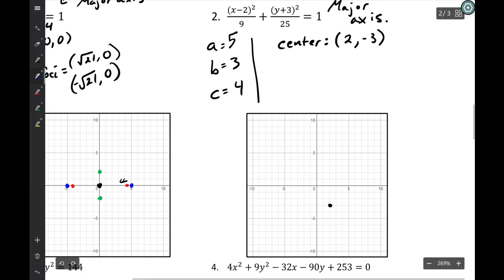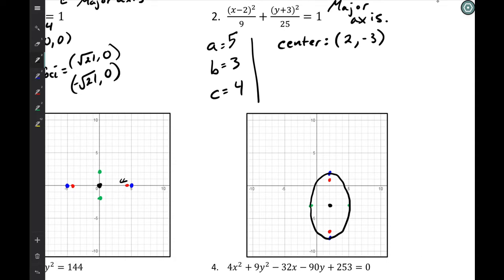Okay, so A is the vertices. That's vertical because it's underneath the y, so I go up 5, down 5 from my center. B are my co-vertices. I'm going to go over 3 in both directions. And then I have my foci, which are 4. And these are also on the major axis, so they go like that. All right, and then you can choose to draw in your ellipse. It's not easy. It's almost as bad as a circle, but it's not too terrible. I forgot to draw one in over here.